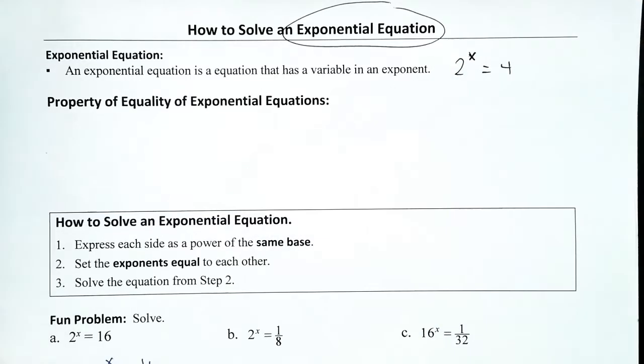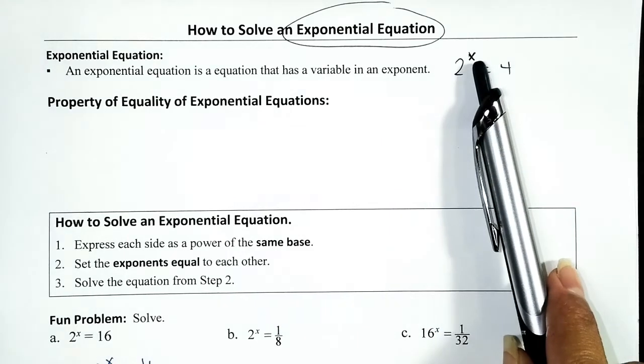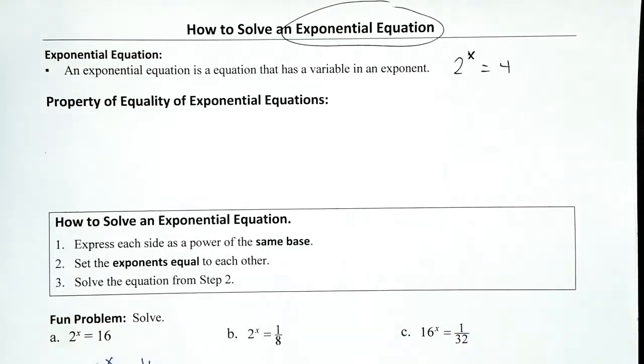Okay, why is this an example of an exponential equation? Or why is this an exponential equation? So this is an exponential equation because, as you said, there's an exponent, there's a variable in the exponent area.